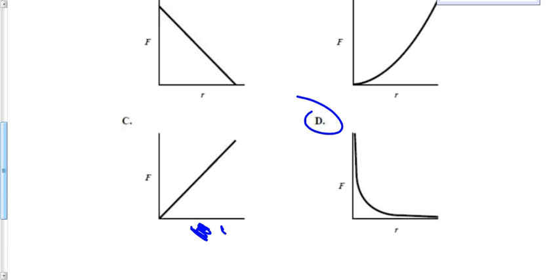Yeah, if I plotted F versus 1 over R squared, that would give me a straight line. What's the other way to make C the correct answer? Emma? Yes. So instead of plotting F versus R, you would plot F versus Q1, or F versus Q2, which would give me a straight line in both cases. Good?